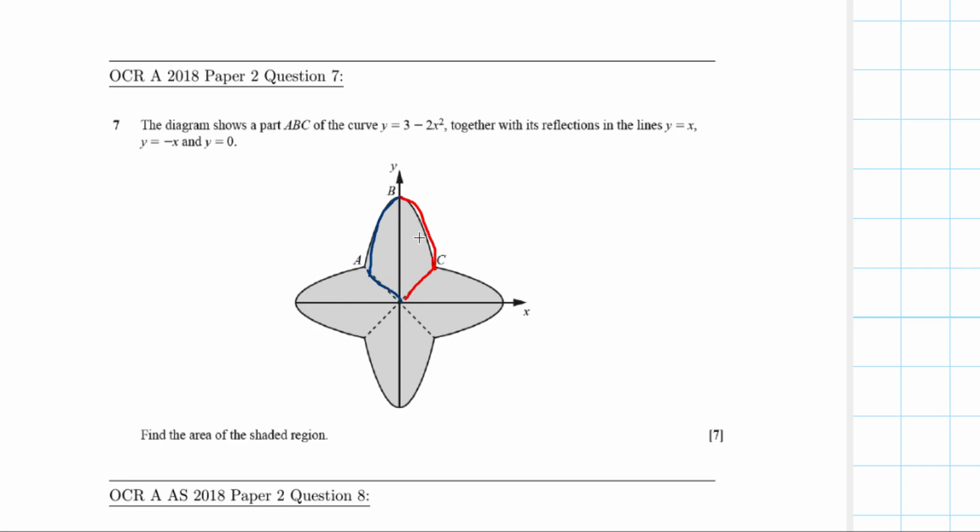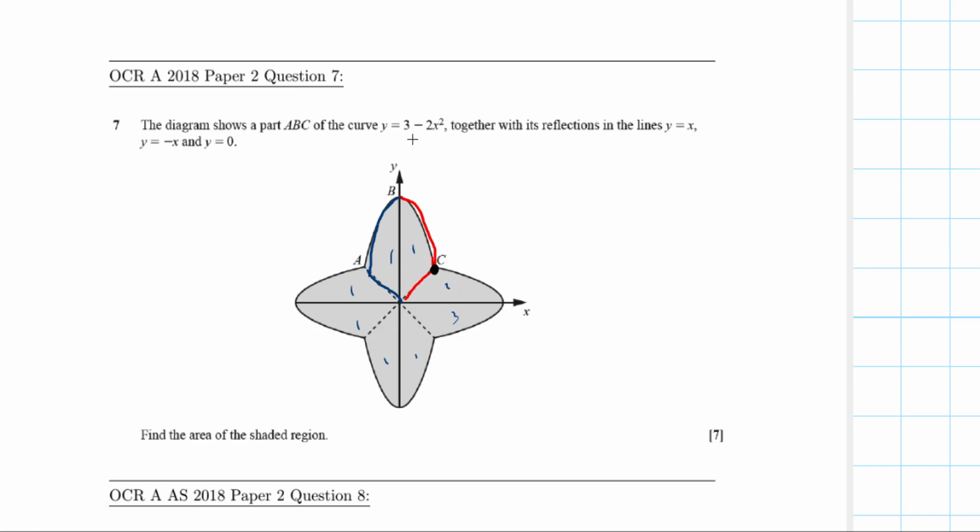So you've actually got 8 shapes that look like the red shape. So 1, 2, 3, 4, 5, 6, 7, 8. So what we can do is, if you can find the area of one of these, you can multiply it by 8 and you'd get your answer. So the first thing we want to do is find out, well, what is our C point here?